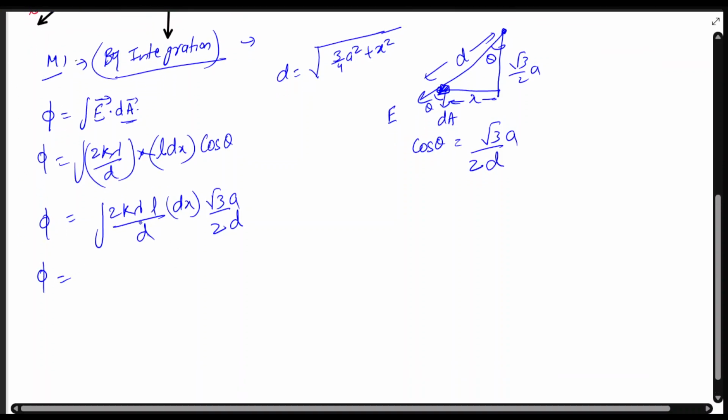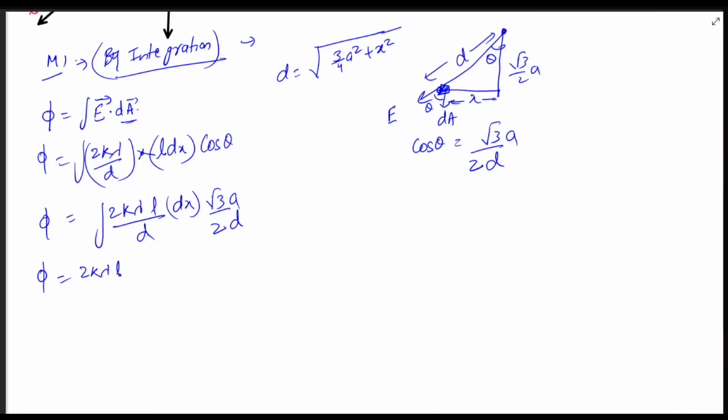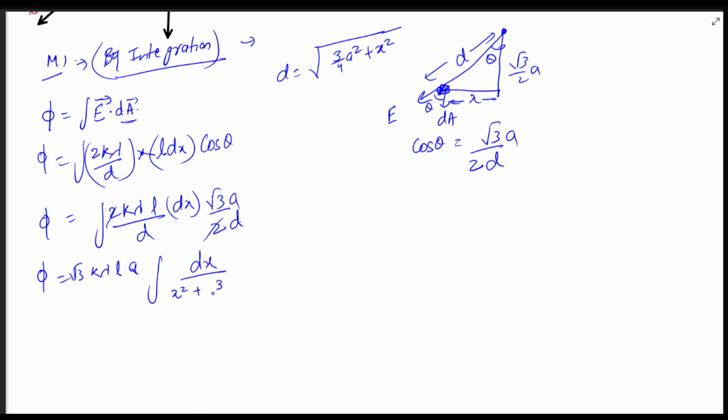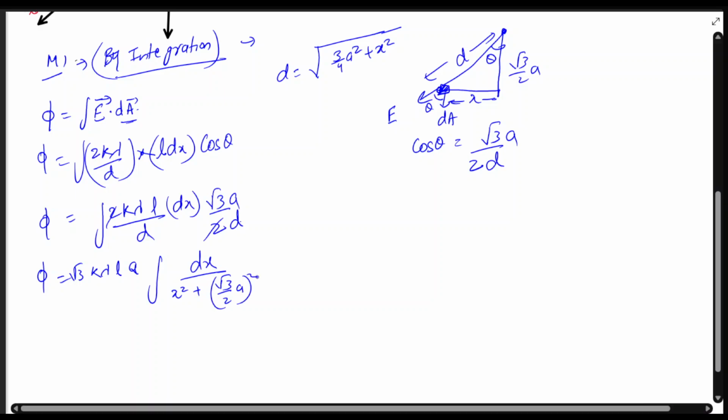So we'll get flux. Those terms which are constant, we can take outside. So it will be 2k lambda L, and root and 2 will get cancelled. We'll be left with root 3 k lambda L and a, and this will be dx divided by d square. So d square will be simply x square plus 3 by 4 a square, or simply we can write it as root 3 by 2a whole square.